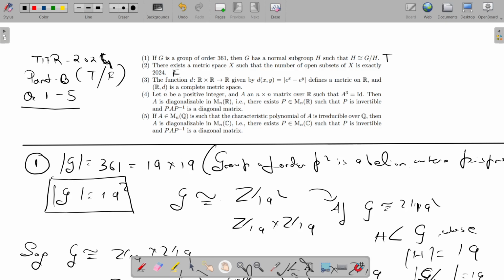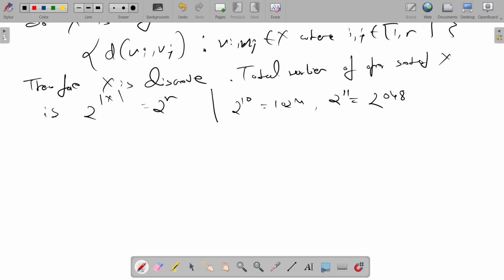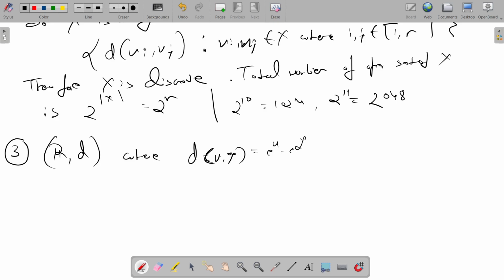And with respect to the metric, R comma d is a complete metric space. So basically, we are given a metric, and it is saying that R comma d is a complete metric space with respect to the given metric, right? Okay, so let me try to solve this. So basically, we are given R and d, where d of x comma y is the absolute value of e to the power x minus e to the power y.